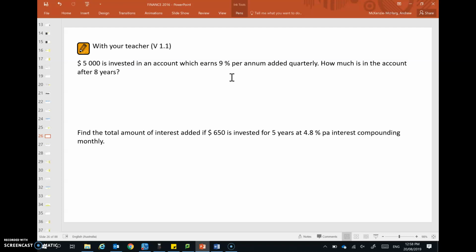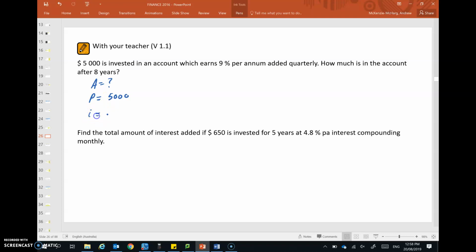$5,000 is invested in an account which earns 9% per annum added quarterly. How much is in the account after 8 years? Okay, so we're just writing down our variables. A is what we're trying to find. P is our principal, that's the original amount, $5,000.